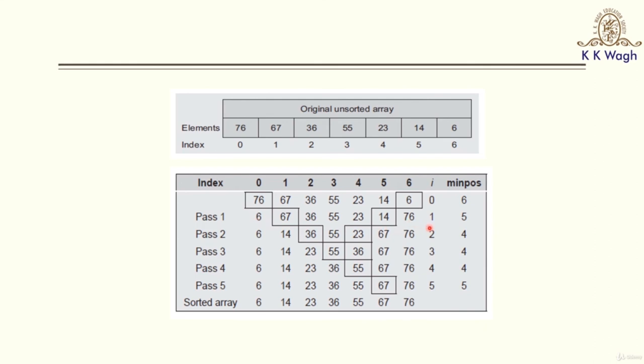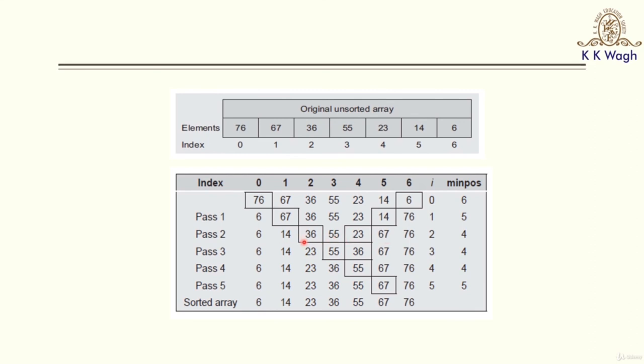Okay, so now in the second pass we will be finding the minimum, and one more thing you have to remember: whatever searching for the minimum is carried out, it will be done in the remaining elements only, which were untouched, which were not swapped previously. So now it will be searching for the minimum among 67, 36, 55, 23 and 14. Here the minimum is obviously 14. So 14 and 67 will be swapped. So after the swapping in pass 2, you will be getting these elements.